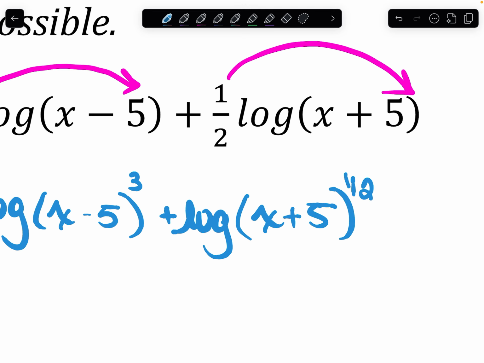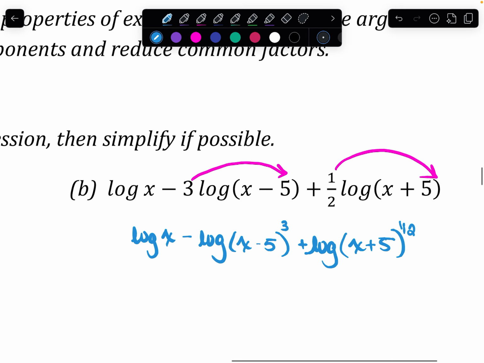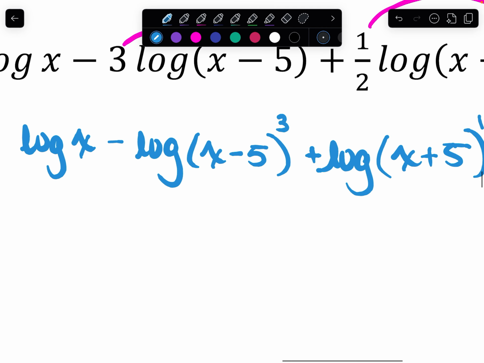So then what you want to do is you've got to be careful because you have subtraction involved and you have addition involved and you have exponents on them. You've got to remember exponents cannot be distributed along addition or subtraction. So that 3 and that 1/2 are stuck where they're given. So I'm going to go to a single log. I see addition and subtraction, so I know I need a bar.